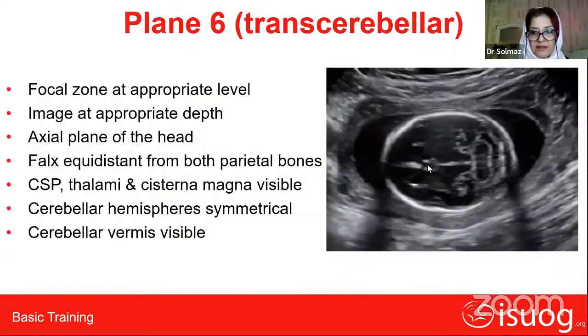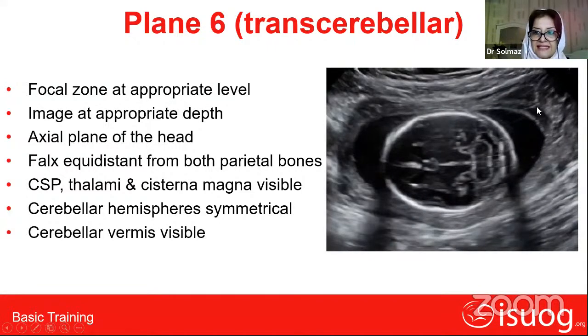So this is the transcerebellar plane again. We need to pay attention to the focal zone of our ultrasound device. The image needs to be at appropriate depth. The axial plane of the head needs to be visualized. The falx needs to be visualized again, dividing the head into two symmetrical hemispheres. The cavum septum pellucidum is visible at the front of the skull. Thalami and cisterna magna are also visible. Cerebellar hemispheres should be symmetrical in a normal fetus, and cerebellar vermis is also visible, so you don't see any fluid filled area between the hemispheres of the cerebellum.